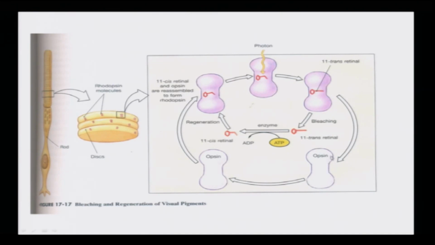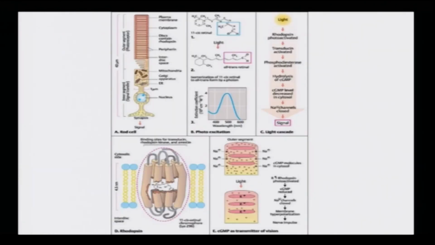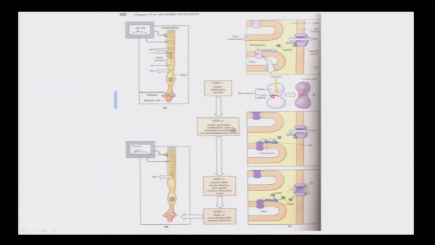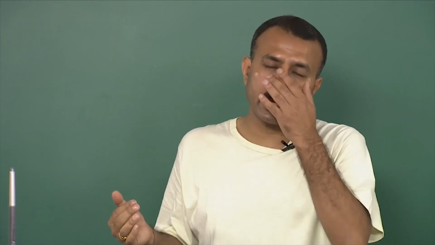Then this 11 trans retinal, through an enzymatic process, is transformed into 11 cis retinal, but in the meantime the opsin does certain few other things, and that is what we will see in this slide. Opsin activates a protein called transducin, and the transducin activates something called phosphodiesterase, and this phosphodiesterase removes the cyclic GMP gating of the sodium channel, which ensures the entry of the sodium.